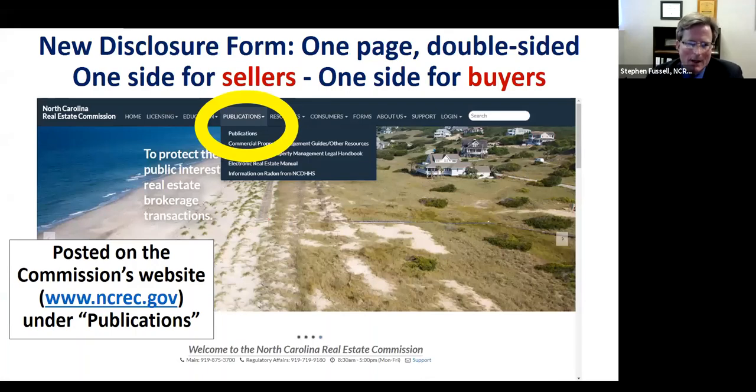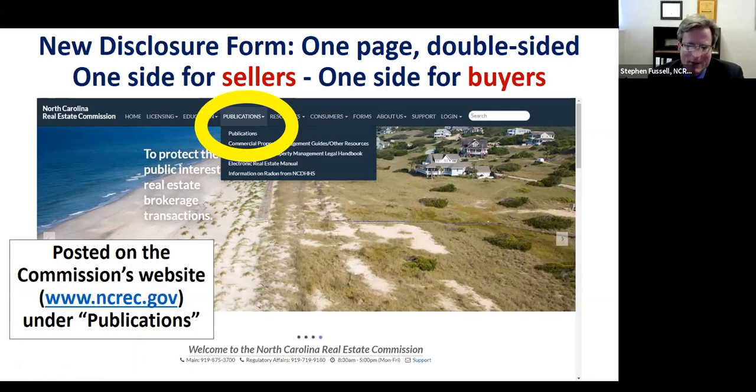If you don't have a copy of the form in front of you, you can find it on the Commission's website, ncrec.gov, under Publications. You actually have to go to the Publications tab and then go down to click on Publications, and then go to Disclosure Forms. And it's one of the 3 disclosure forms on the website. I'll give you a few seconds to find that if you don't already have it up.